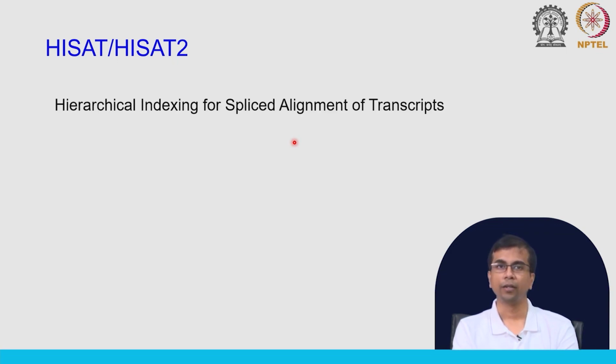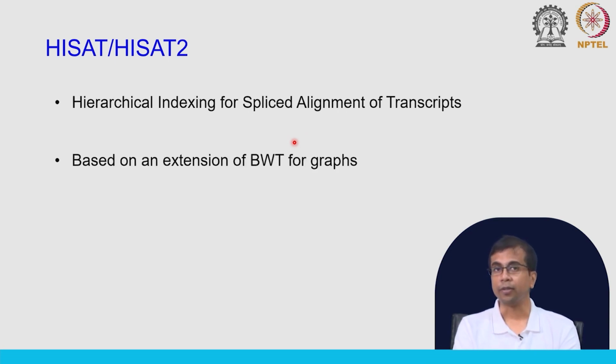The name actually comes from hierarchical indexing for spliced alignment of transcripts. As you can see, this is specifically designed for alignment of transcripts, and consideration of the spliced alignment is there in the tool itself. This is a tool that is based on an extension of BWT for graphs. So, we have a Burrows-Wheeler transform, but for graphs. This tool relies on a graph, it generates a graph, and then it takes a Burrows-Wheeler transform approach for the graphs.